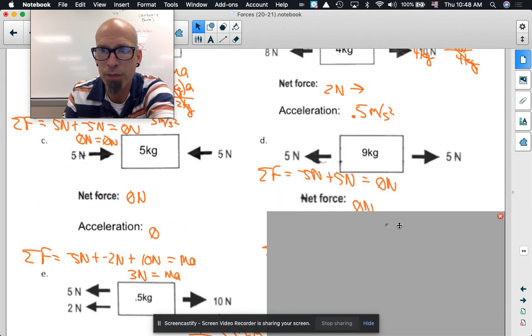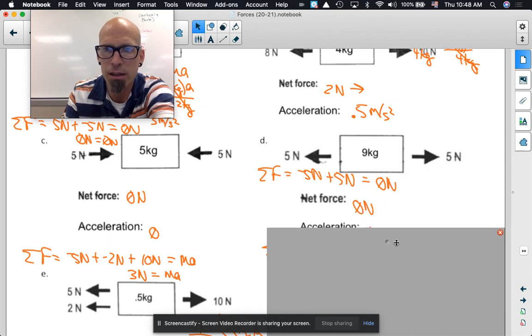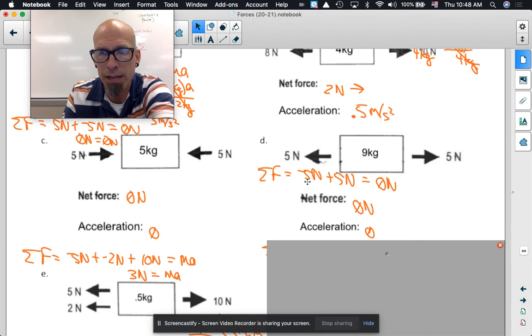And this one. Oh, this is the same as the C. Why even bother? We have 5 newtons to the left. That's negative 5. We have 5 newtons to the right. That's positive 5. Hey, that's balanced. And so negative 5 plus 5 is nothing, which means this thing has no net force, which means it has no acceleration or no change in motion.